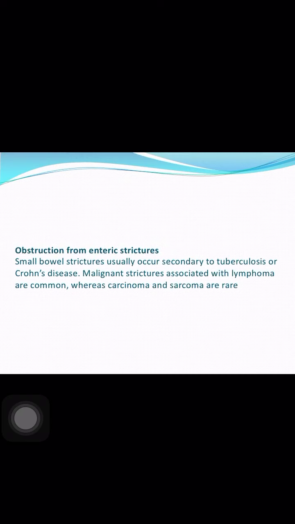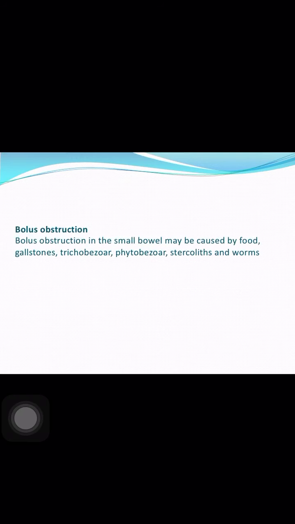Obstruction from enteric stricture. A small bowel stricture usually occurs secondary to TB or Crohn's disease. Malignant stricture associated with lymphoma is also common, whereas carcinoma and sarcoma are rare causes of stricture.